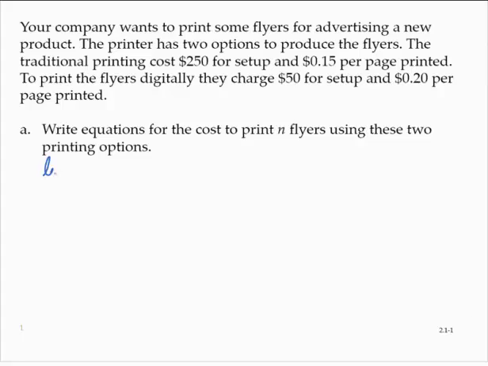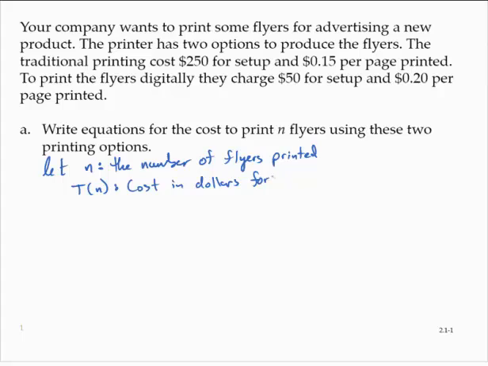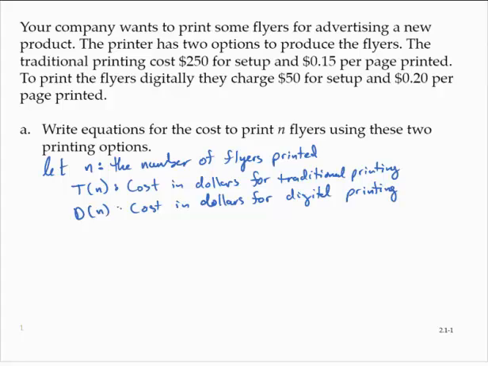So we'll let N represent the number of flyers printed, and we will let T of N represent the cost in dollars for traditional printing, and we will let D of N be the cost in dollars for digital printing. So now let's write the equations for these.